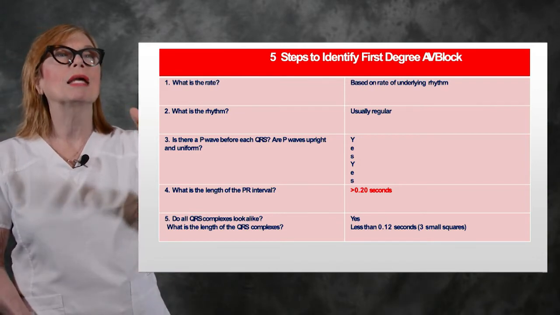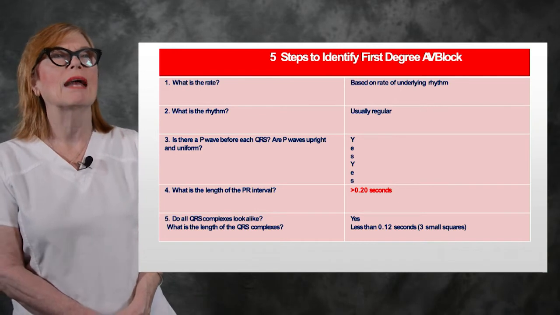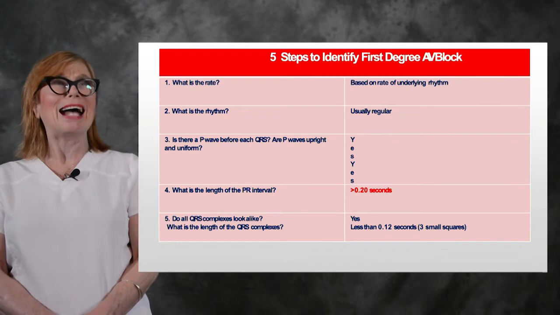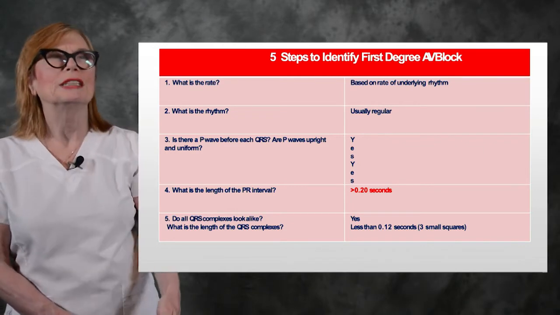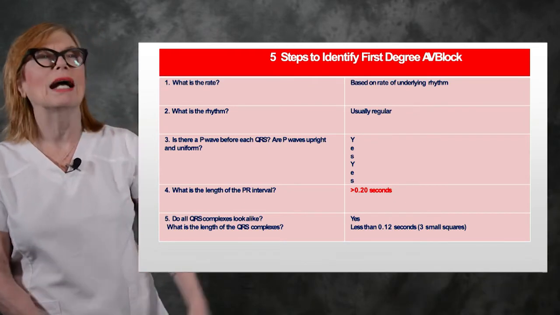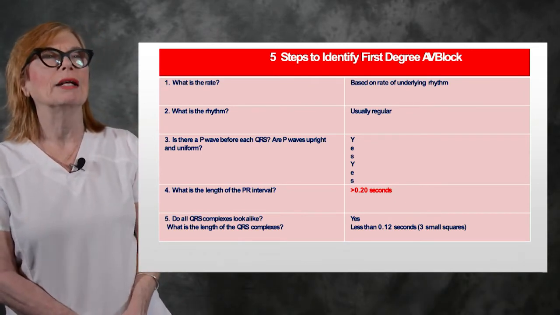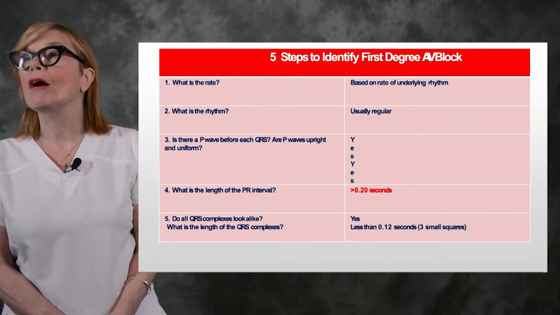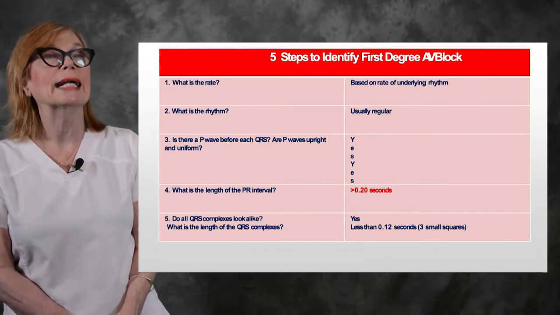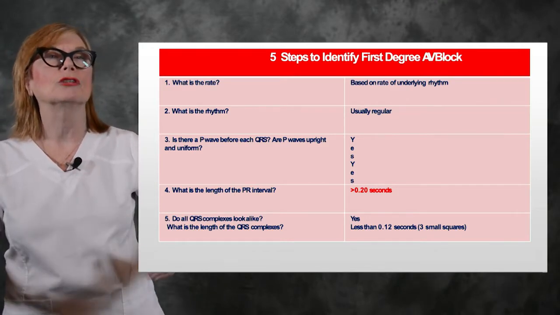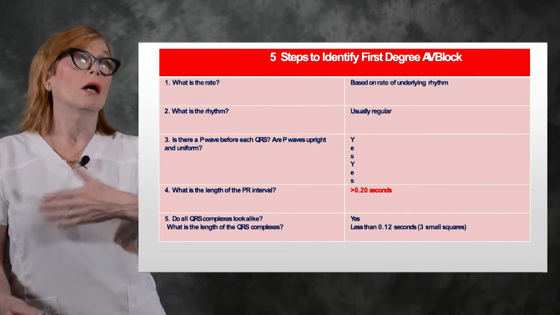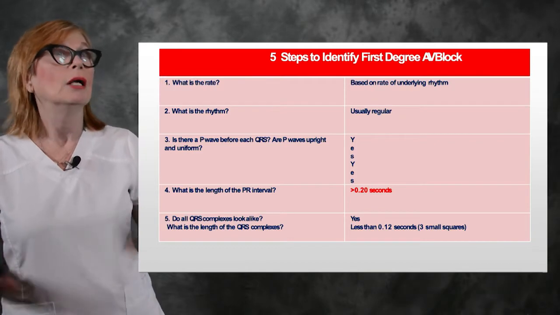So, is there a P wave before each QRS in first degree AV block? Are the P waves upright and uniform? And I said, yes, yes. That's what you see on that downward vertical display. Yes, there's a P wave before each QRS, and yes, the P waves are upright and uniform. And the length of the PR interval is the telling factor here, greater than 0.20 seconds, and the QRS complexes all look alike, and our QRS is less than 0.12, optimally less than 0.10. So this is all good.